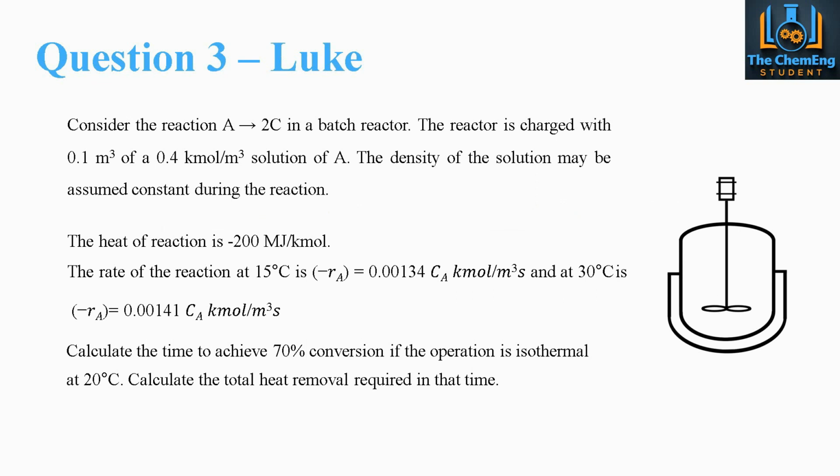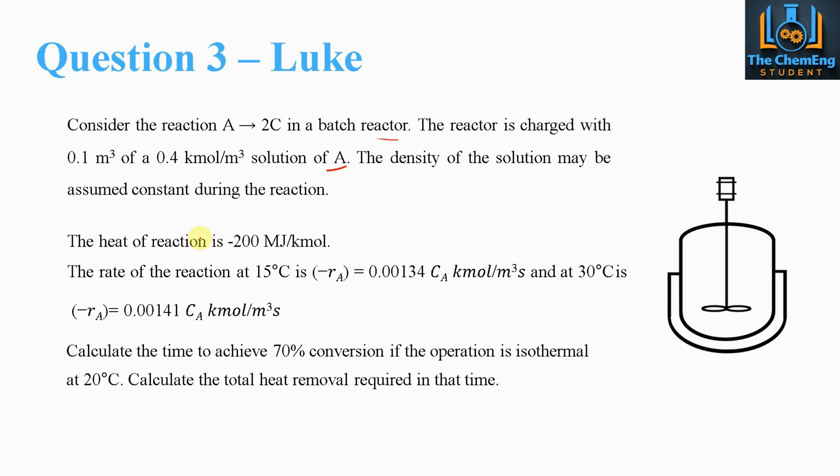So here we have a first order reaction, in a batch reactor this time, and A goes to 2C. We have a volume of 0.1 meters cubed of 0.4 kilomoles per meter cubed of a solution of A. So now we're starting to get the moles, the volume, all that sort of stuff for our individual components. Now, the density of the solution may be assumed constant during the reaction. That's quite important, because that's one of the assumptions we can make in order to simplify our system, and it really helps us in terms of the maths.